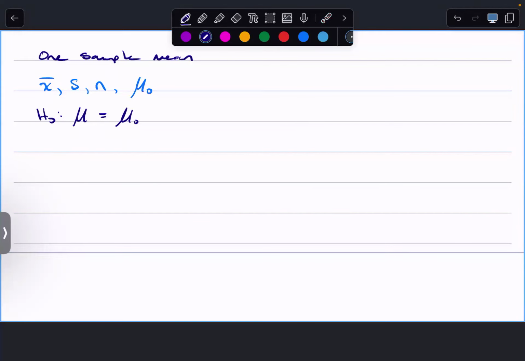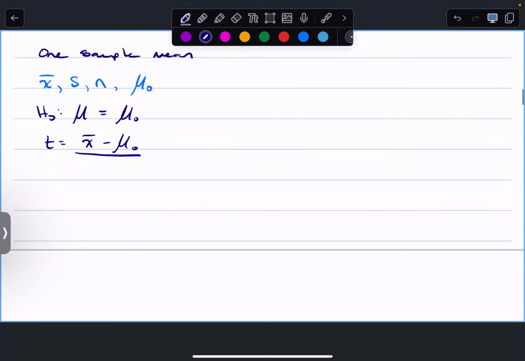Then what do we do? If we're doing a hypothesis test, then I calculate t. So t is going to be my point estimate, X bar. How far is it from my hypothesized value of mu naught? And so X bar minus mu naught, divided by the standard error of X bar, which is S over root n. This is, of course, on your formula sheet.